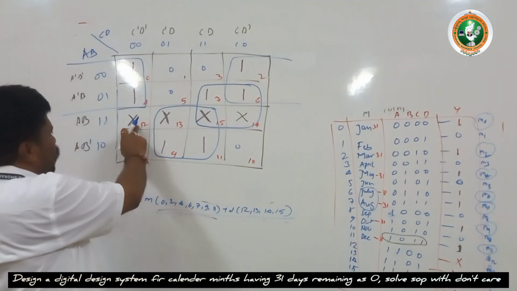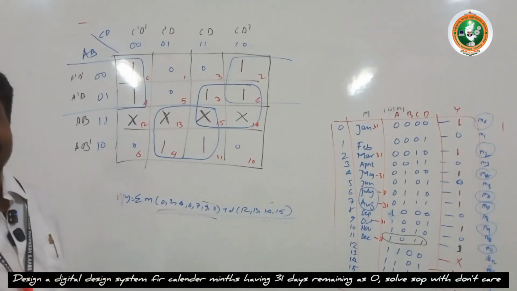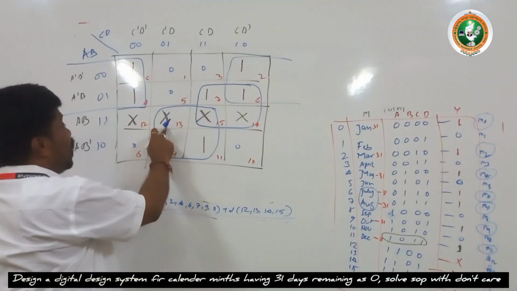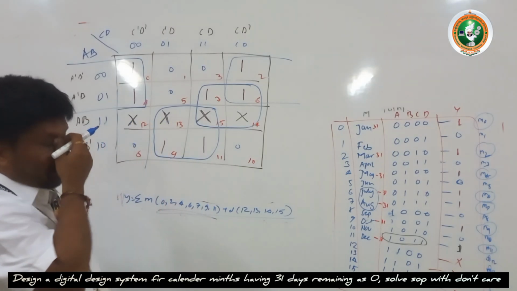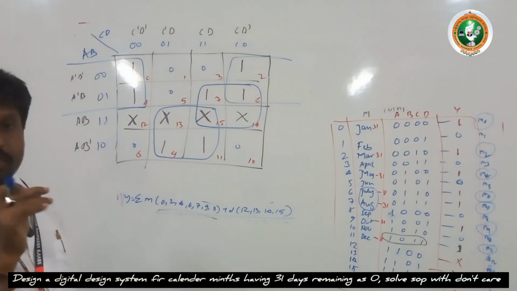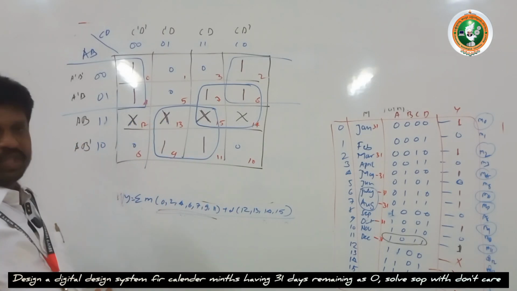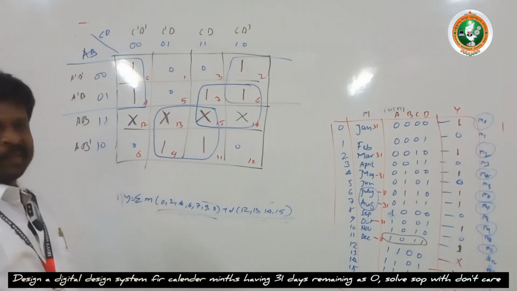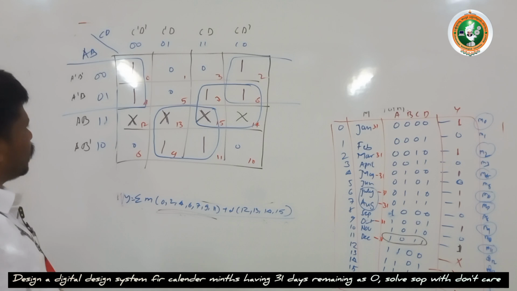If it is not grouped, the value of x becomes 0. But here, when the don't care is taken in the grouping, it becomes 1. It acts as a joker. Wherever you need, you can insert it in my grouping.